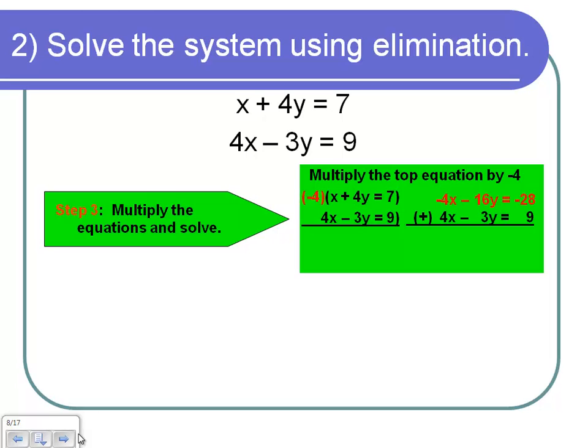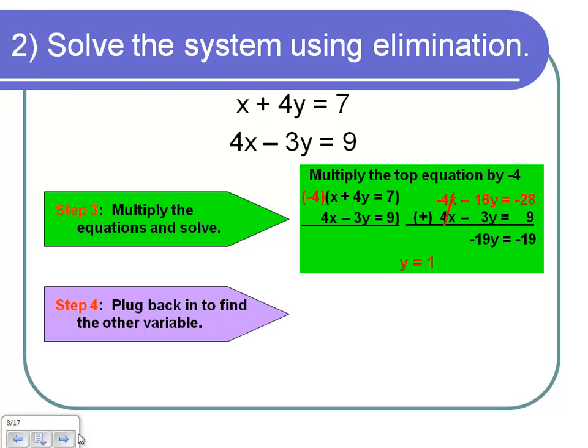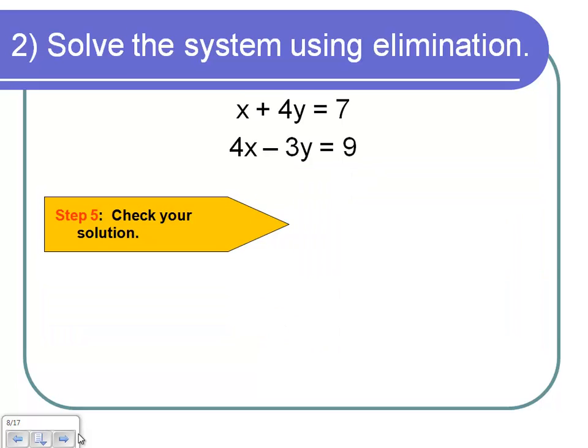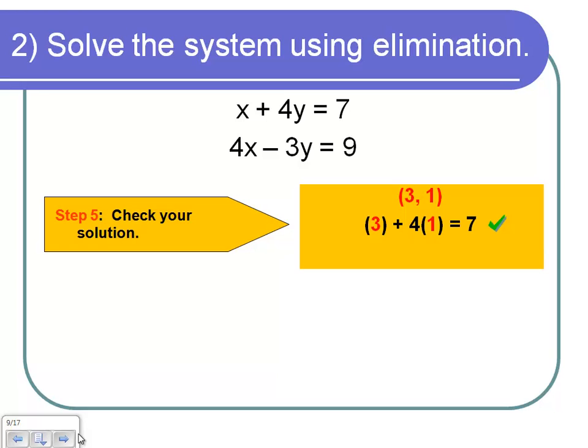I get opposite of one another, my x's, they drop out. Adding my y's, solving for y, I get y equals 1. Plug back in to find the other variable, x equals 3. Check your solution in both equations, and again I want you to go all the way through the process. Do not just end here.